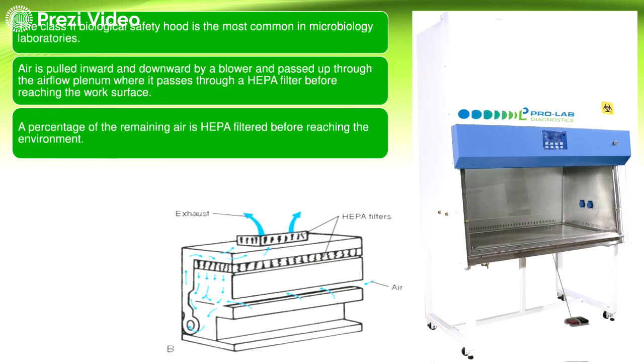Okay, so nakikita mo yung kanyang airflow, di ba? May air na pumapasok, tapos bababa siya, dadaan siya sa filter, tapos babalik ulit doon sa hood, and then lalabas na siya sa environment, sa exhaust. So, the air is pulled inward and downward by a blower and passes up through the airflow plenum, where it passes through a HEPA filter before reaching the work surface. The percentage of the remaining air is HEPA filtered before reaching the environment. So, yung mga air na lalabas dyan sa biosafety cabinet na yan is filtered na and also safe. So, this is the biological safety cabinet class 2.